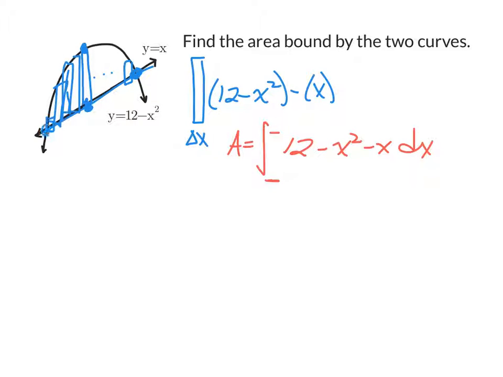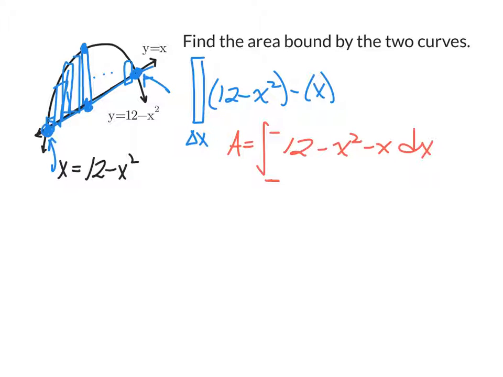So as far as x values go, I'm going to want the x value from this point and from this point. In order to do that, we need to find those points of intersection. To find points of intersection, we take the two equations and set them equal to each other. So I'm going to take that x and set it equal to 12 minus x squared.